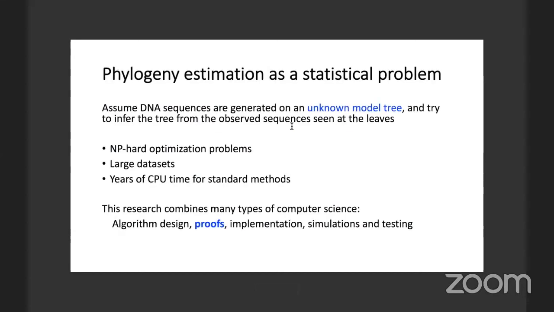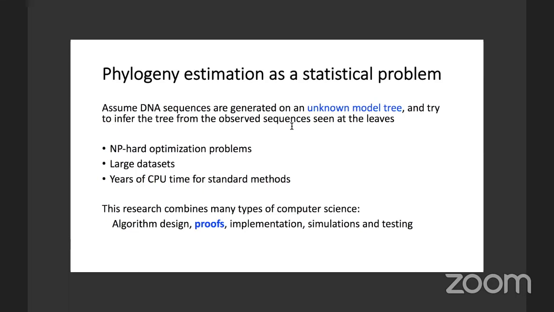Okay, so phylogeny estimation is therefore posed as a statistical problem. You're assuming DNA sequences are generated on some unknown model tree, and you try to infer the tree from the observed sequences that you see only at the leaves.